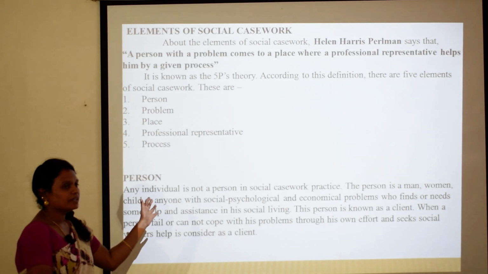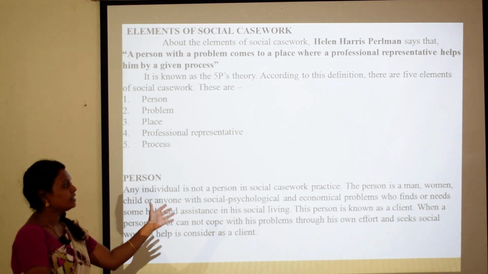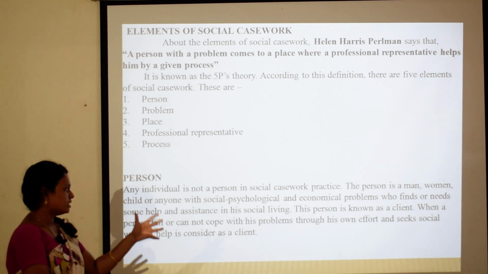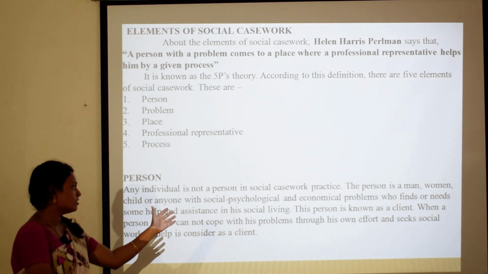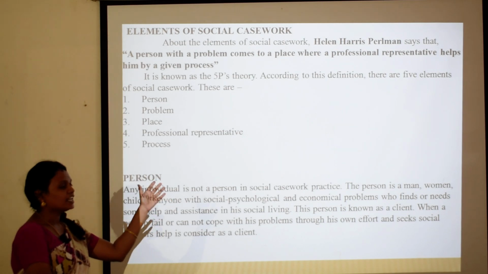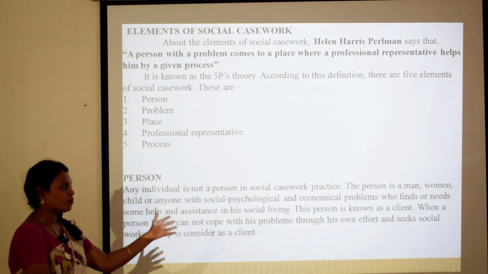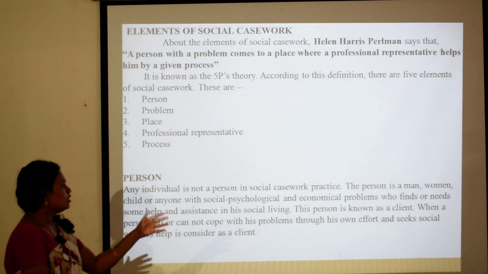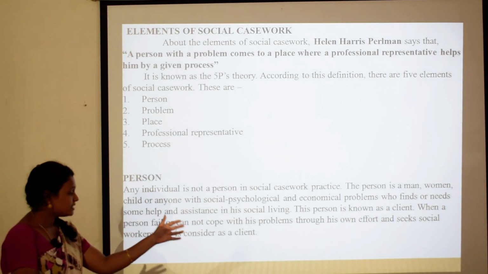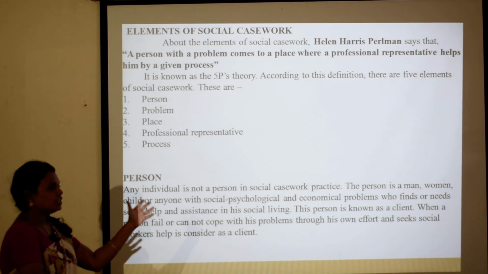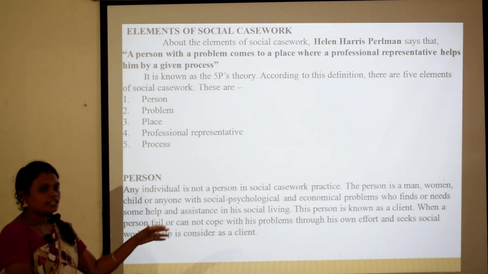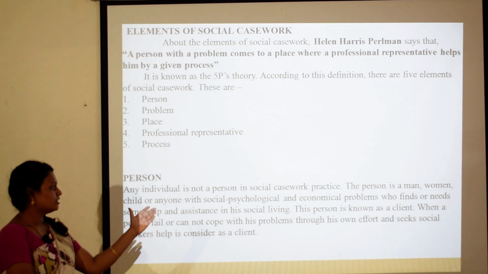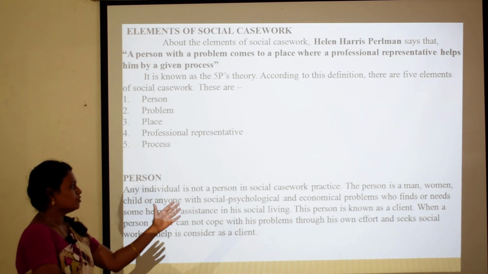So the person may be an individual or client, a man or woman or child, or anyone affected in the society, with psychological, sociological and economic problems. So they can come with any problems, who find or need some help and assistance in their social living. So he can be assisted in the society, he will deal with the problems and be a normal human being and function in social living. This person is known as a client.